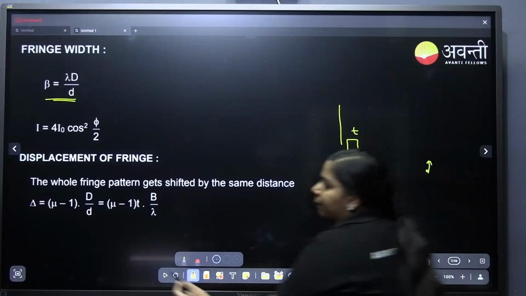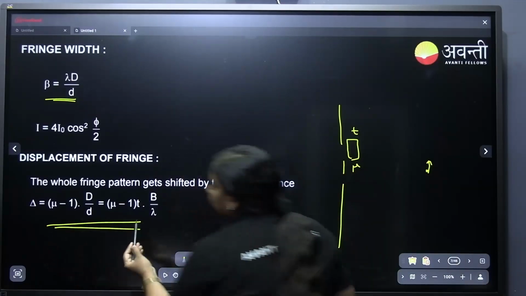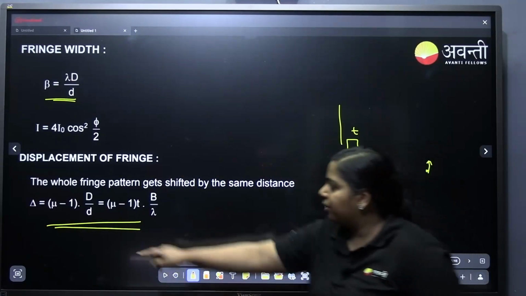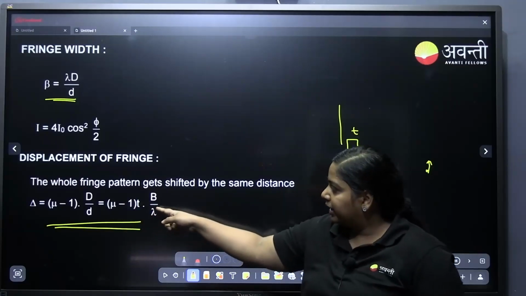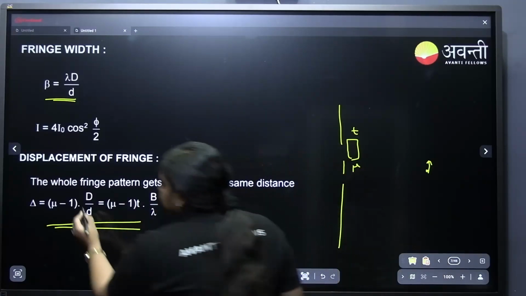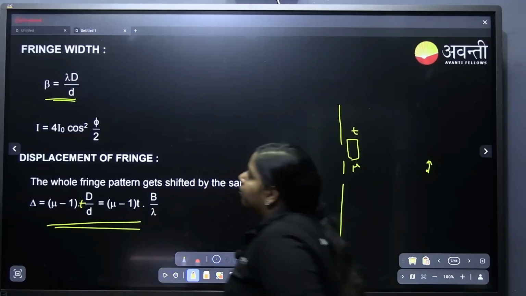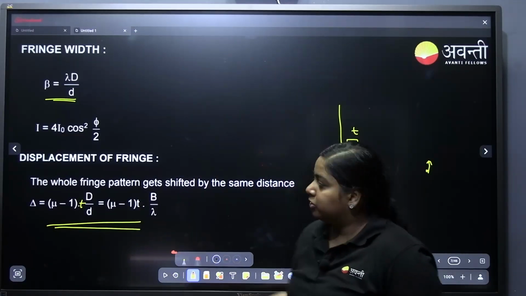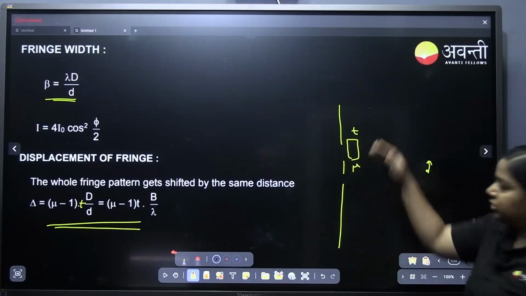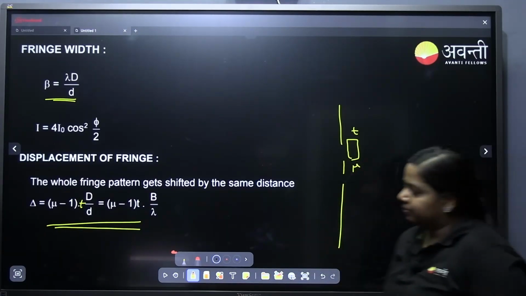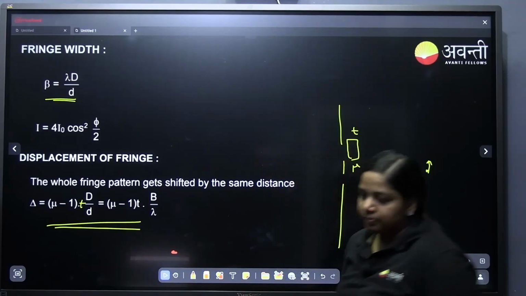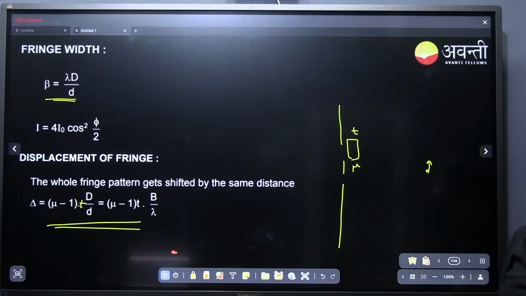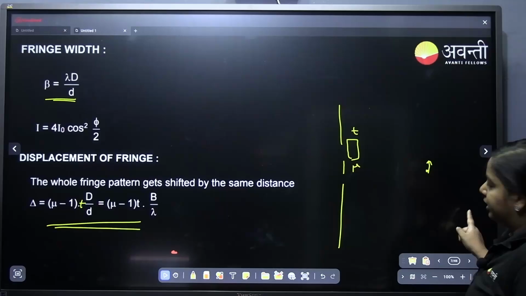How much shift will happen? This is that formula: (mu minus 1) t D by d, or (mu minus 1) t into beta by lambda. This is the formula which you can use to find how much the shift is happening. Is there any doubt? Okay, let's see the next one.